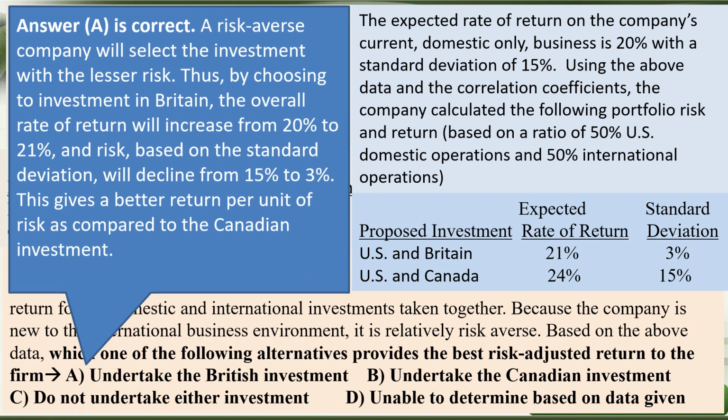Now answer A is correct for that. Let's understand why. Because the US company is risk averse, naturally they will select the investment with a lesser risk. Thus, by choosing to invest in Britain, the overall rate of return will increase from 20% to 21%, and risk based on the standard deviation, which is given already, will decline from 15% to 3%. This gives a better return per unit of risk as compared to the Canadian investment.